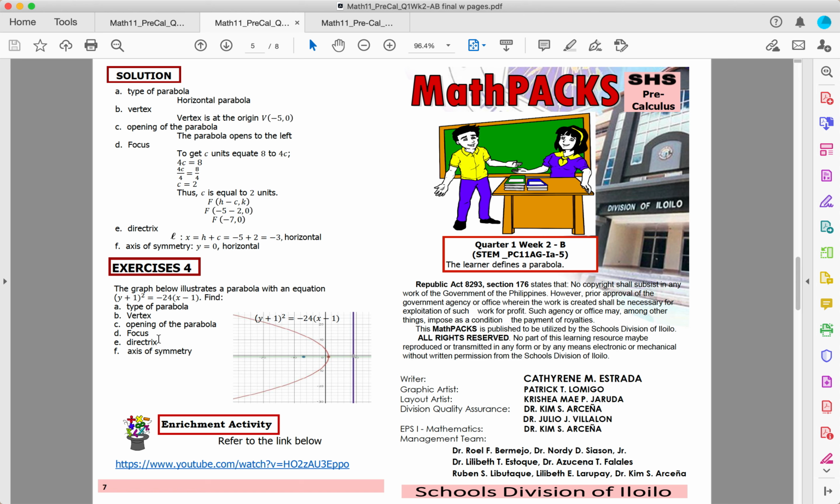Okay, for the directrix, the same thing. You count 6 units, this time to the right. So you started with 1, then you end up with 6 units after 1, which is 7. Therefore, the directrix is the line x equals 7. And for the axis of symmetry, you simply follow the y coordinate of the vertex, which is y equals -1.